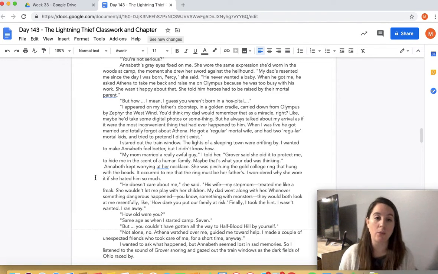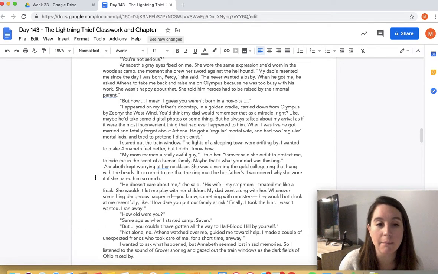My mom married a real awful guy, I told her. Grover said she did it to protect me, to hide me in some scent of human family. Maybe that's what your dad was thinking. Annabeth kept worrying at her necklace. She was pinching the gold college ring that hung with beads. It occurred to me that the ring must be her father's. I wondered why she wore it if she hated him so much.